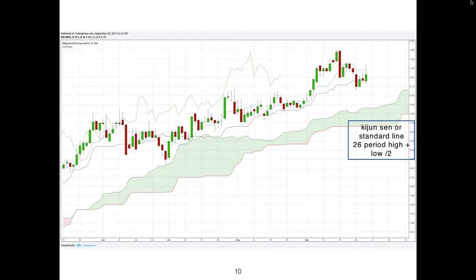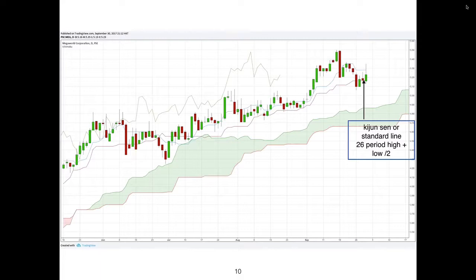The Kijun-sen is the red line. It is also known as the reference line, the standard line, or the baseline. The most important function of the Kijun-sen is as an equilibrium line, or a medium-term equilibrium line.